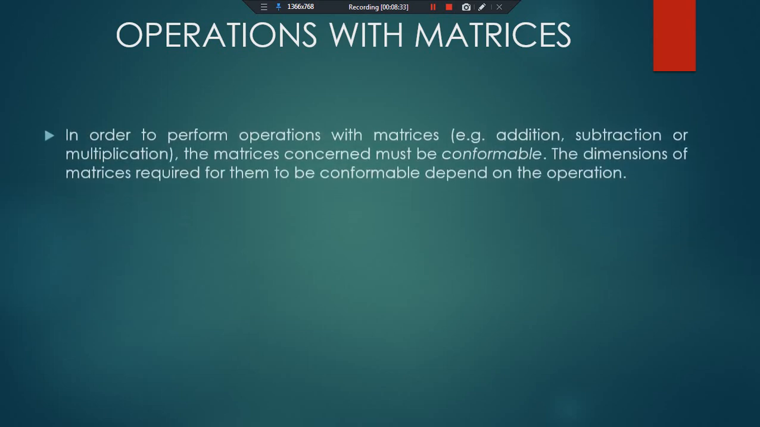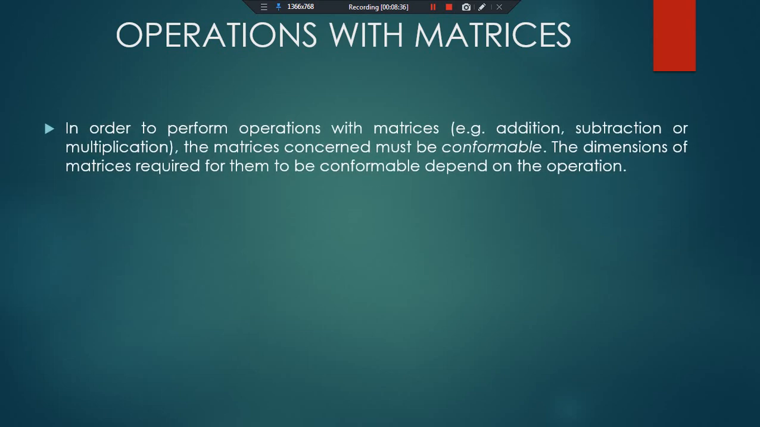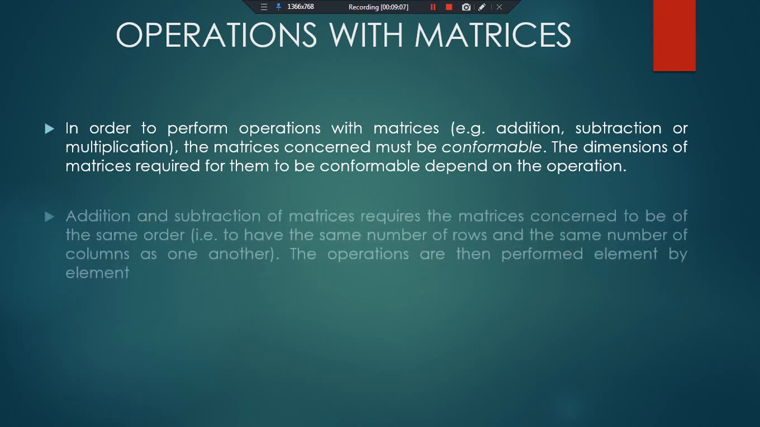Operations with matrices. In order to perform operations with matrices, like adding, subtracting or multiplying, the matrices concerned must be compatible. The dimensions of the matrices required for them to be compatible depend upon the operation. When we talk about operations on matrices, technically these are addition, subtraction, multiplication, division, and so on.